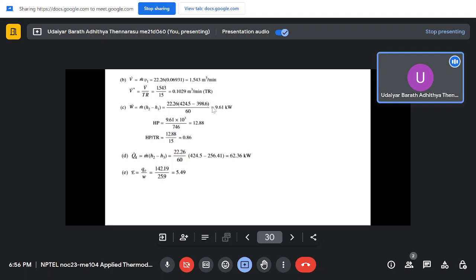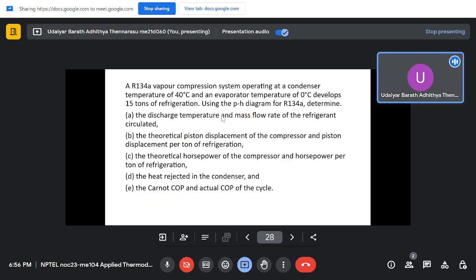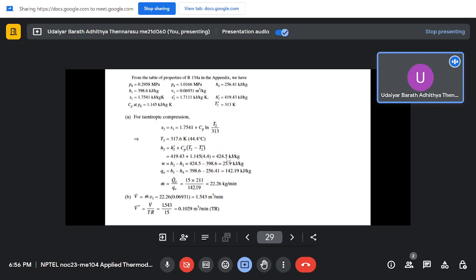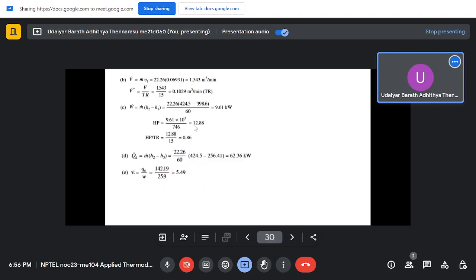So next is the horsepower. The question is to find out theoretical horsepower. So divide by 746, which will come out to be 12.88 horsepower, and horsepower per ton, divided by 15, will come out to be 0.86 horsepower per ton.